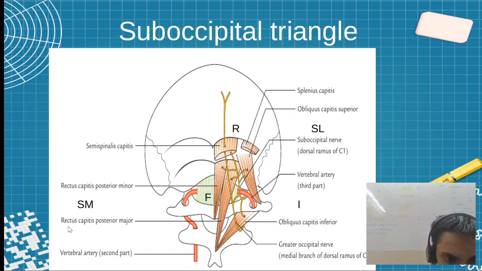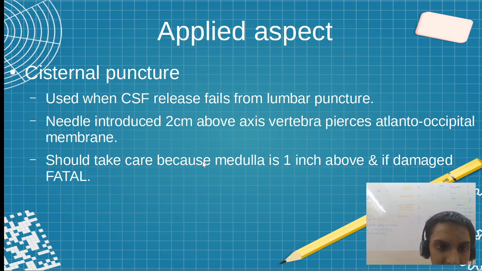In the same way we have rectus capitis posterior major and minor. Here we have the minor, here the major. This is superomedial. And superolateral we can see the suboccipital nerve, the dorsal ramus of C1, which is written. So these are the boundaries and contents of the suboccipital triangle. Let us see the applied aspect.